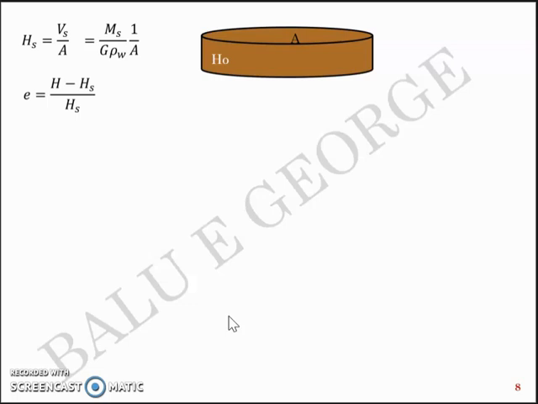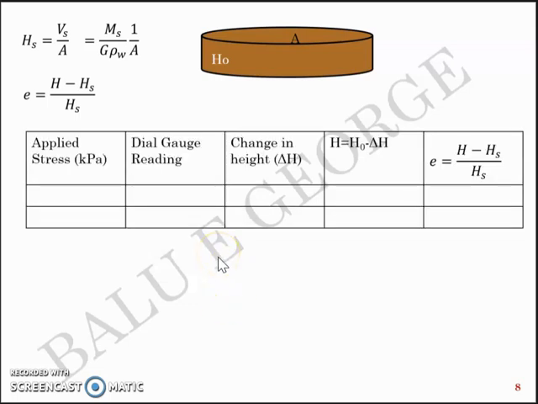Hs equal to Vs by A equal to Ms by G rho w A, and e is H minus Hs by Hs. These are the two relations that we have now, based on which you can calculate the void ratio as H minus Hs by Hs, where H is already known, and Hs corresponds to this equation. When you have an applied stress, you'll get the dial gauge reading, from which you'll get the change in height, and the change in height will give you the height H at each stage of the applied stress. So Hs is known, H is known, from which you will get the void ratio corresponding to one stress applied.